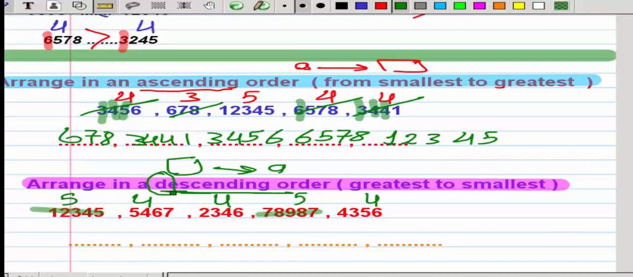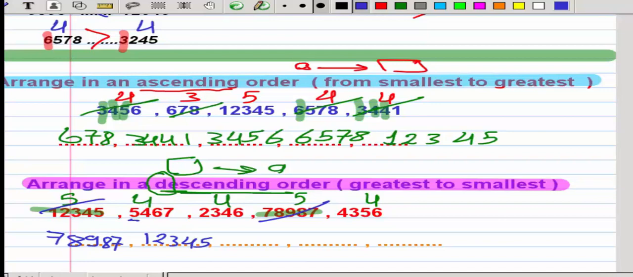Which of them? Here we have 12,345 and here 78,987. Which is the greater here? It will be 78,987. So we will start with 78,987. Which is the next? It will be, very good, 12,345.